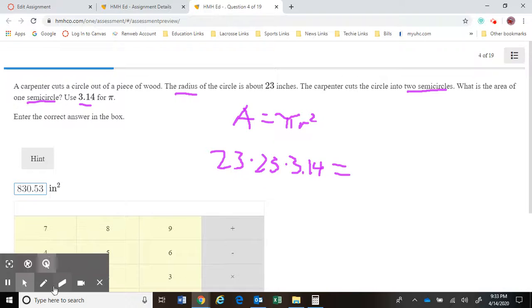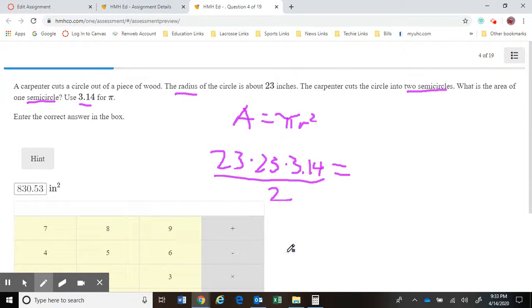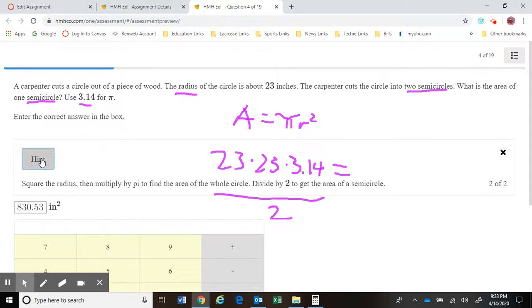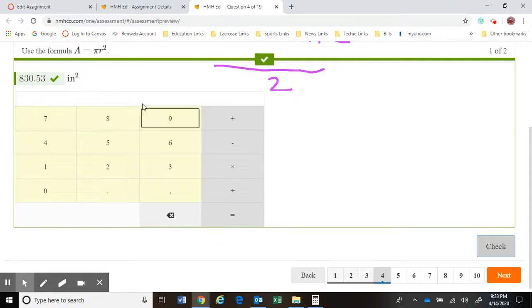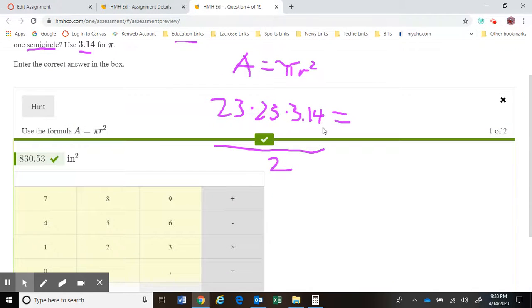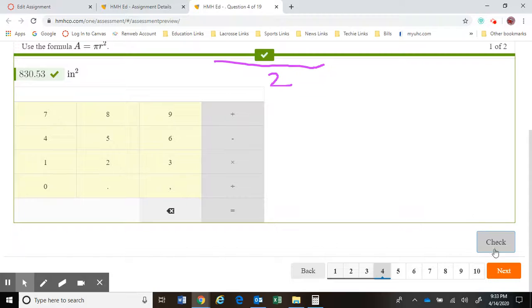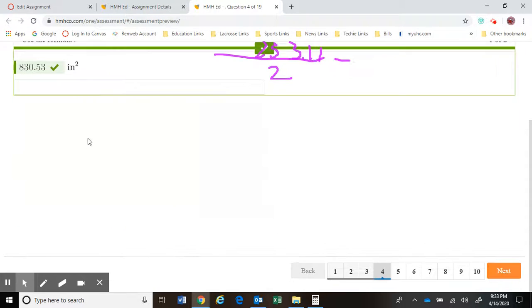In fact, just so my problem looks neat, I'm just dividing it by 2. And you can go through all the hints and they're going to tell you the exact same thing I just told you. And you're going to get hints when you take the actual quiz too, so use them. Okay, moving on. Number 5.